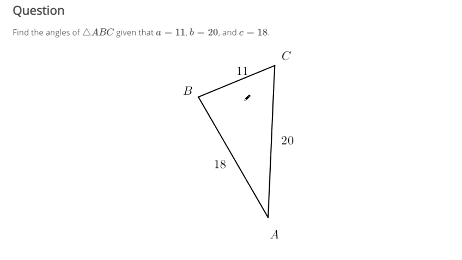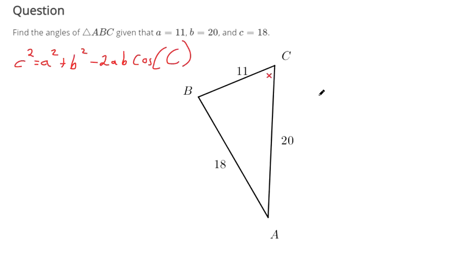So there's no complete pair. So we have to use the law of cosines. The law of cosines says lowercase c squared equals a squared plus b squared minus 2ab cosine of capital C, where capital C is an angle. That's the only place an angle can go in here.